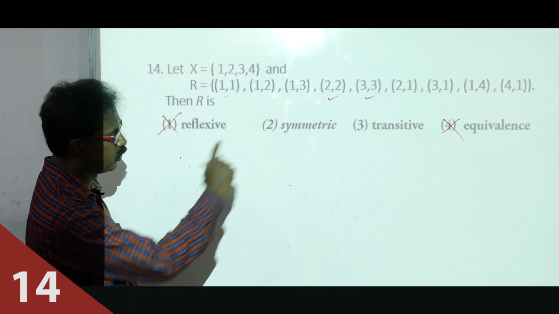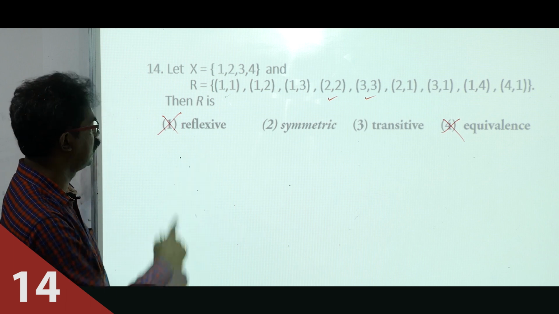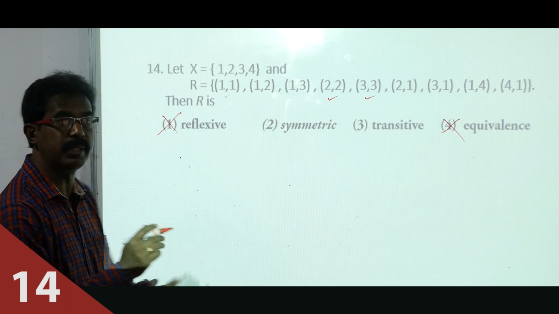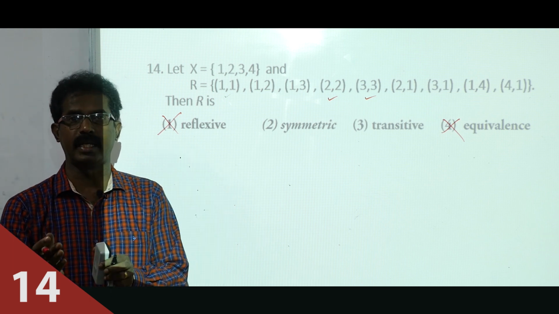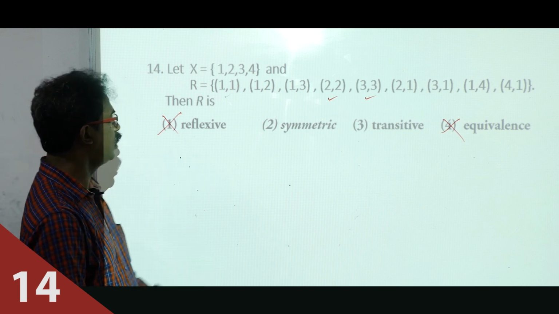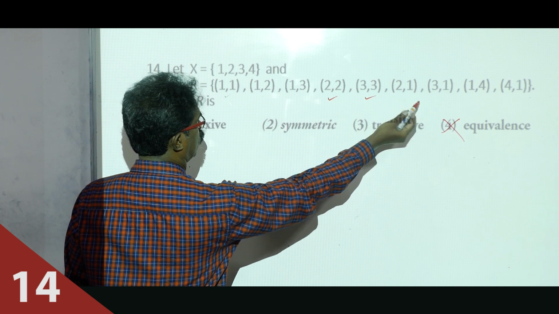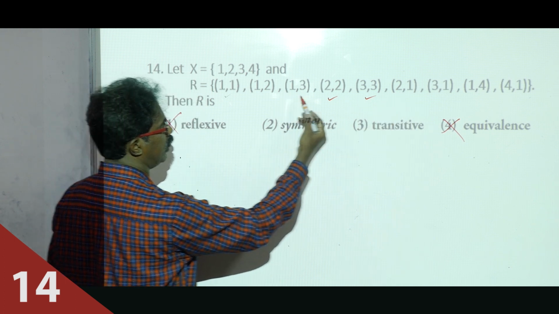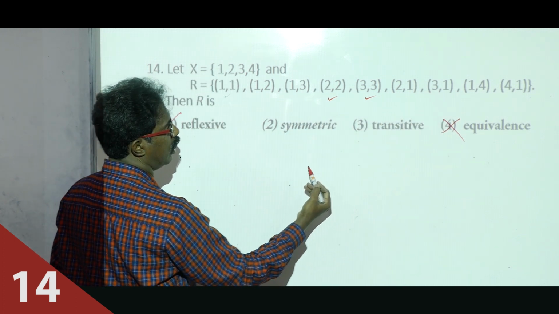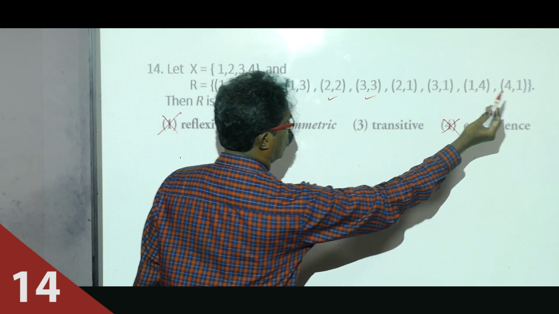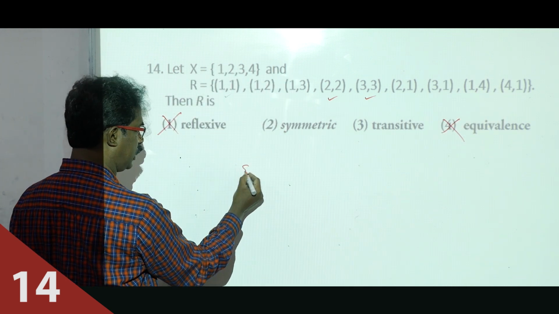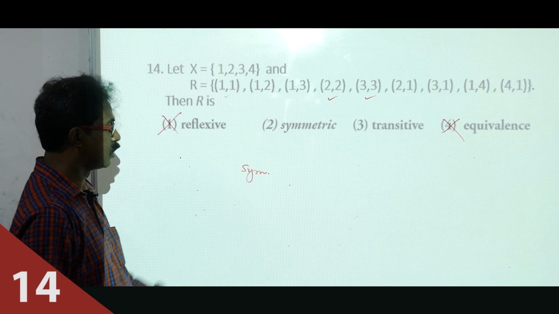So now only the other 2 you have to check. You check whether it is symmetric. Symmetric means what? If A is related to B, then B also must be related to A. 1 is related to 2, so 2 is related to 1. 1 is related to 3, 3 is related to 1. 1 is related to 4, 4 is related to 1, everything satisfied. So it is symmetric. So this could be the answer.